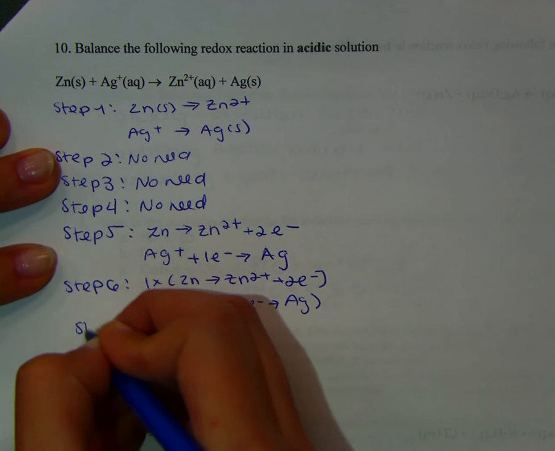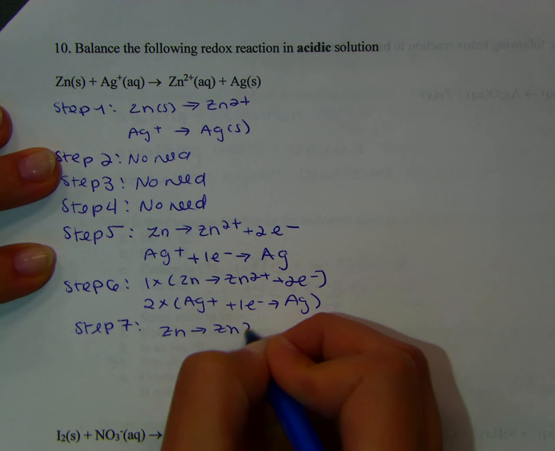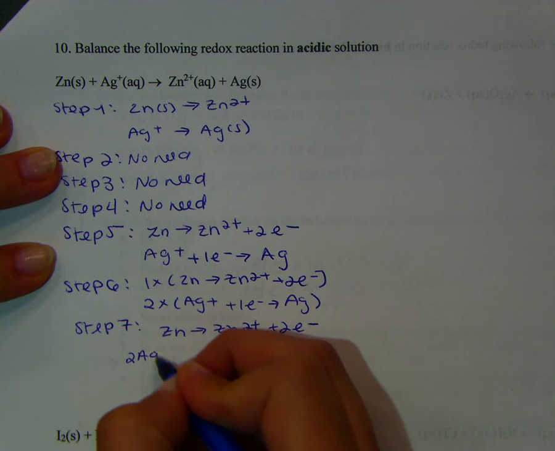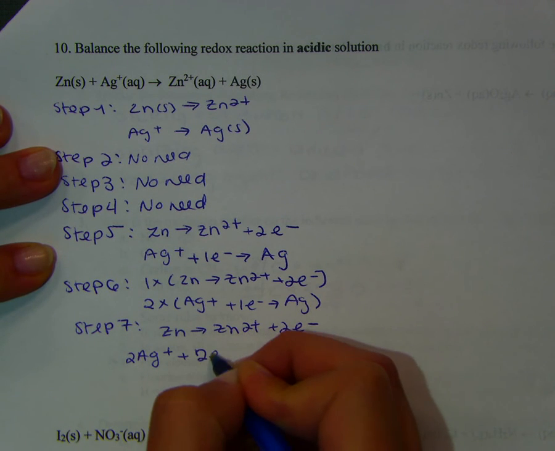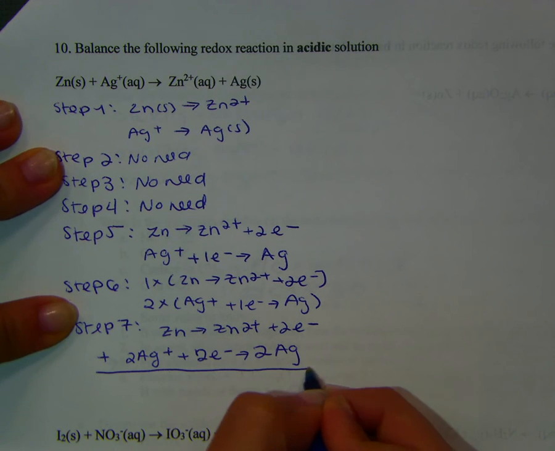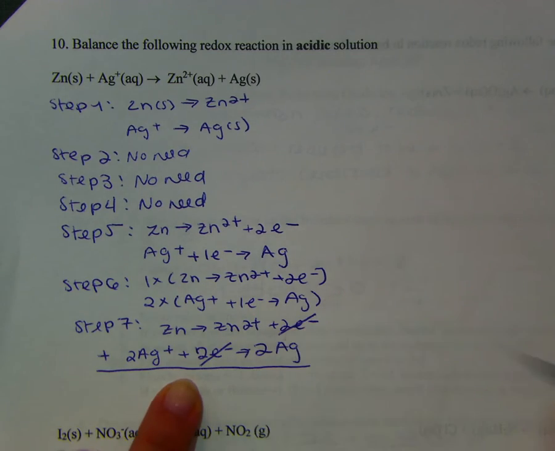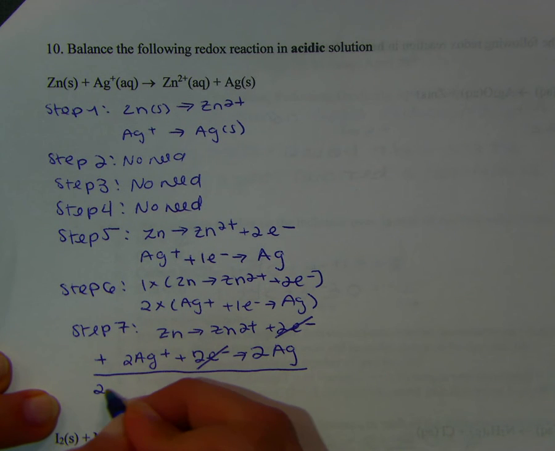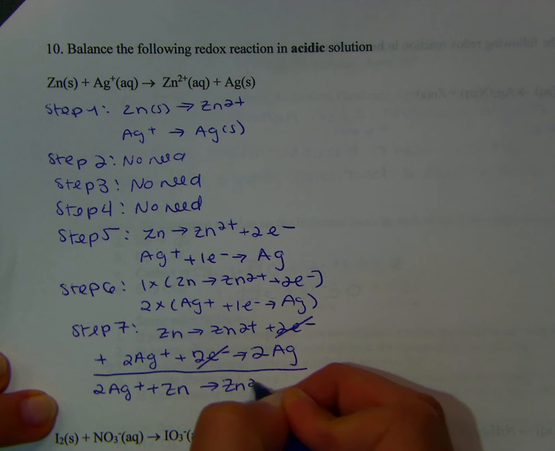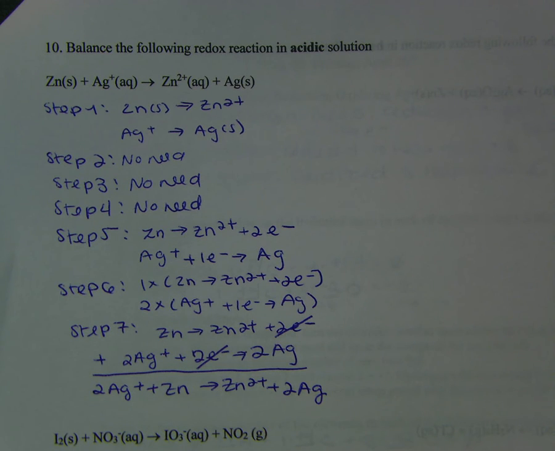And then for step 7, we're just going to cancel them out. So I have zinc is to zinc 2 plus 2 electrons. And then I have 2 silver ions plus 2 electrons is to 2 solid silver. I add together. If things are on opposite sides of the arrow, they cancel. So in this case, my 2 electrons. And what I'm left with is 2 silver ions plus zinc is to zinc 2 plus 2 solid silver. Everyone happy with that?